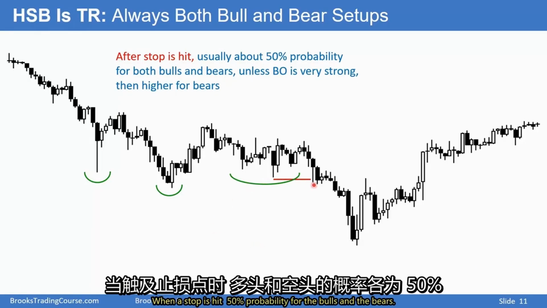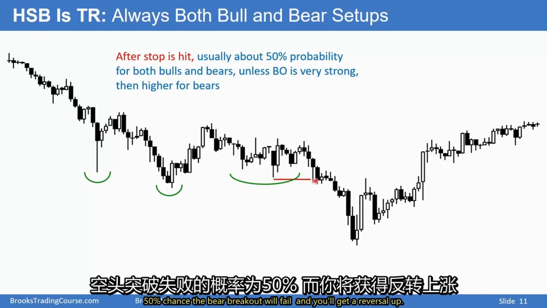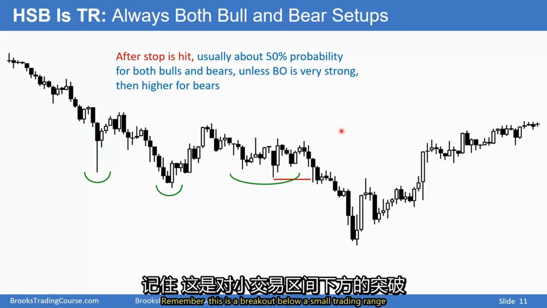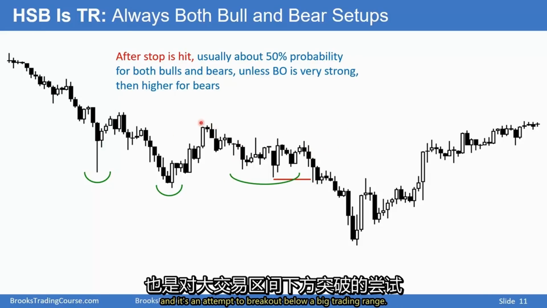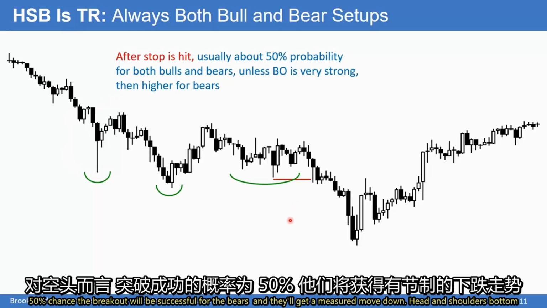When a stop is hit, 50% probability for the bulls and the bears, 50% chance the bear breakout will fail and you'll get a reversal up. Remember, this is a breakout below a small trading range and it's an attempt to break out below a big trading range. 50% chance the breakout will be successful for the bears and they'll get a measured move down.